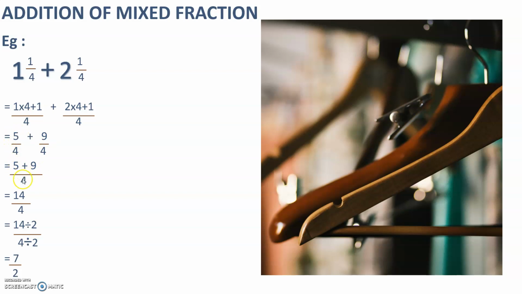This we will take together upon 4. 5 plus 9 is 14. 14 upon 4. Now see this, children. 14 upon 4 is not in the lowest term. We need to convert them in the lowest term. So this 14 and 4 comes in which table? 2 ka table. So we'll divide that by 2. So we get the answer as 2 sevens are 14 and 2 twos are 4. So the answer is 7 upon 2.